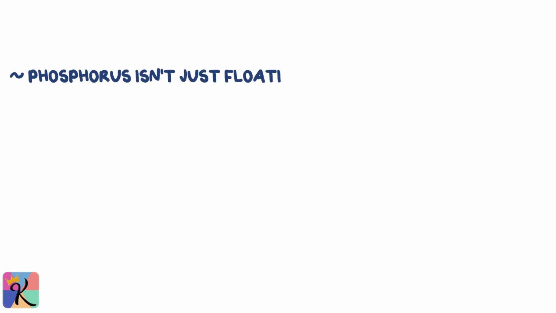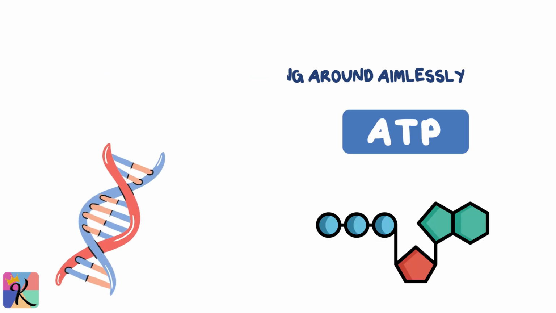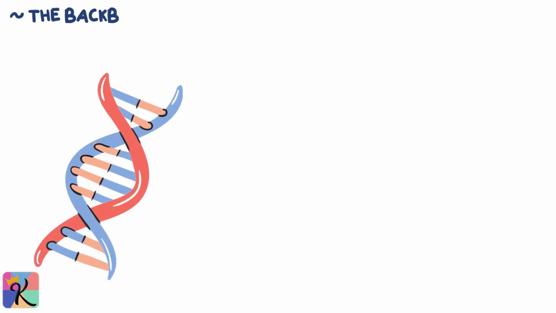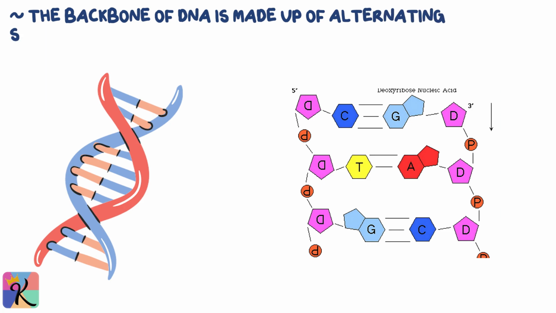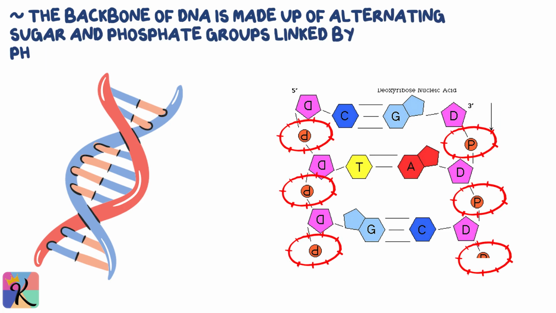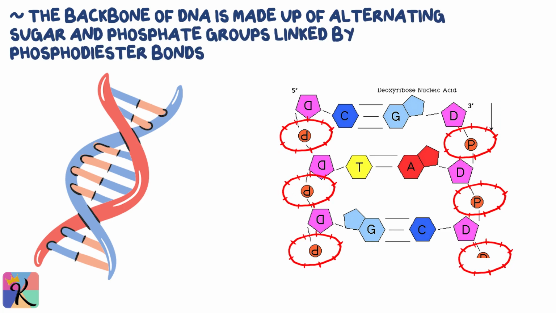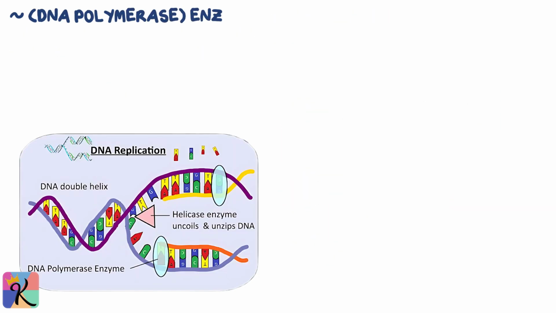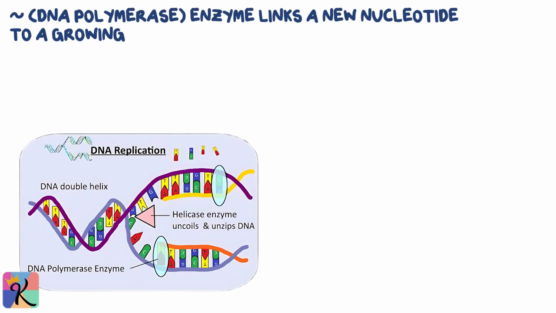Phosphorus isn't just floating around aimlessly, it's integral to some of the most important molecules in biology, like DNA and ATP. Take DNA, for example. The backbone of DNA is made up of alternating sugar and phosphate groups, linked by phosphodiester bonds. These bonds are essential for the structural integrity of DNA, and are formed when a DNA polymerase enzyme links a new nucleotide to a growing DNA strand.